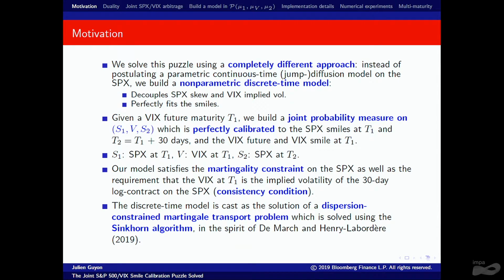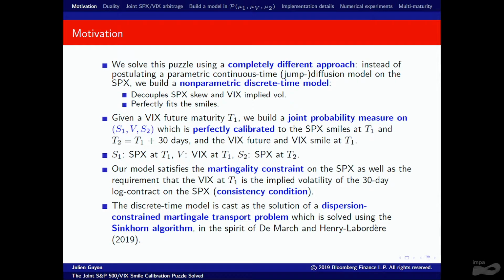So precisely, I will consider a VIX maturity T1. T2 will be T1 plus 30 days. And I will build a joint probability measure on 3 things: the S&P at time T1, S1, the S&P at time T2, S2, and then V, that's the VIX at T1. Okay? And that joint probability measure will be perfectly calibrated to the smile of the S&P at T1 and the smile of the S&P at T2, and also to the VIX future and the VIX smile at T1.